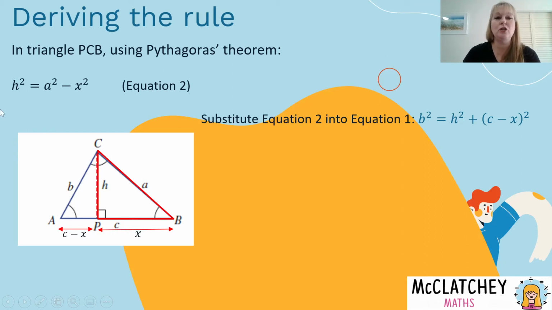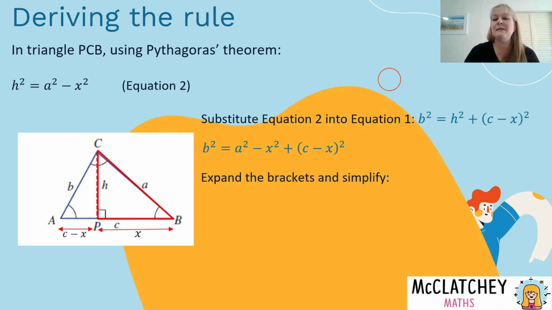Okay, so what I'm going to do now is wherever I see H squared here, I'm going to replace that with A squared take away X squared. So if we put that into the equation now, I've got something that looks a little bit like this. Now, I've still got the problem. I've got X. I need to remove X from the picture. That's what I'm trying to do here, so that I've only got A, B, and C, and then I can work with a cosine rule.